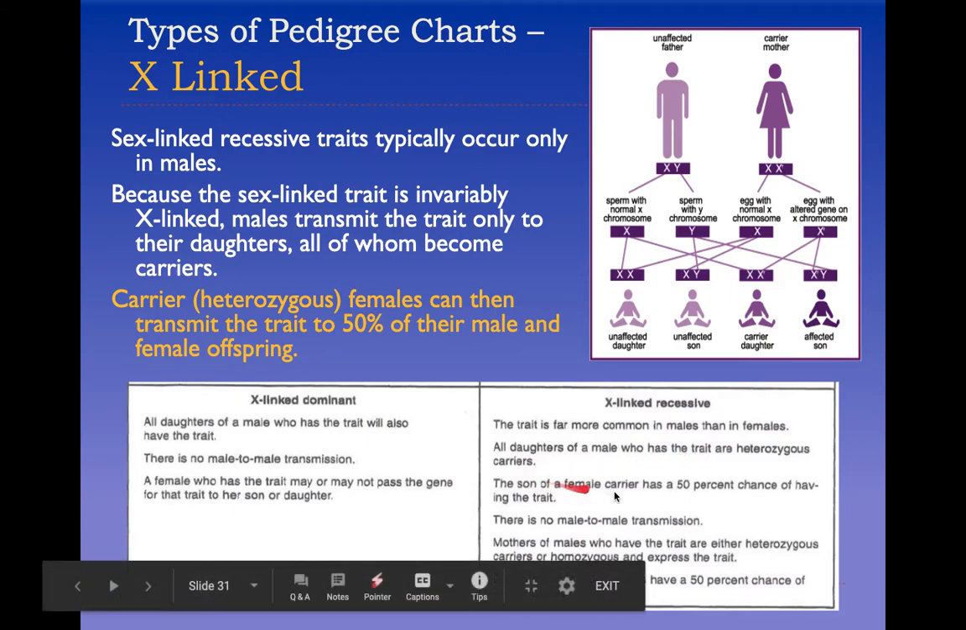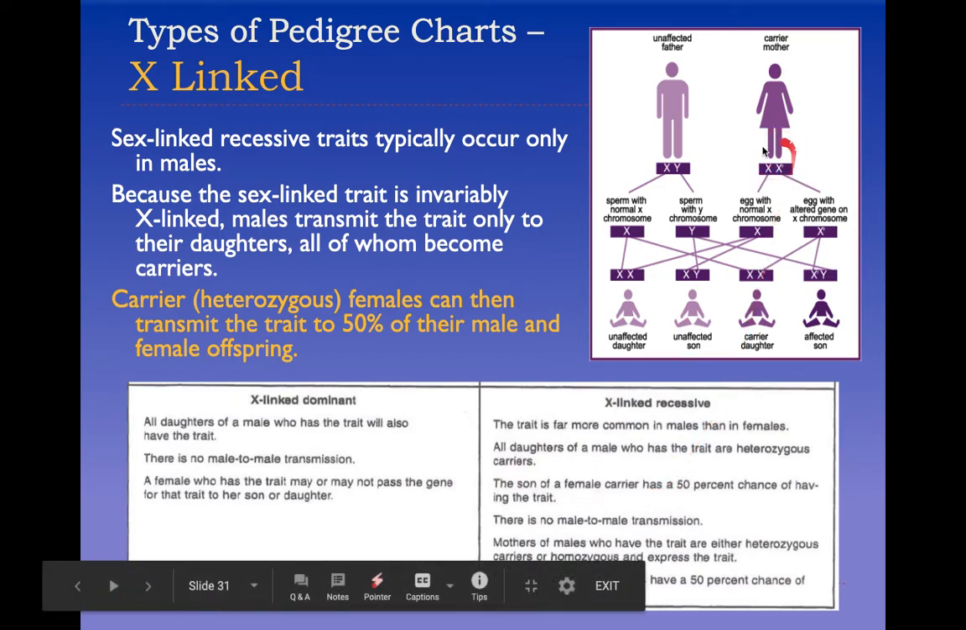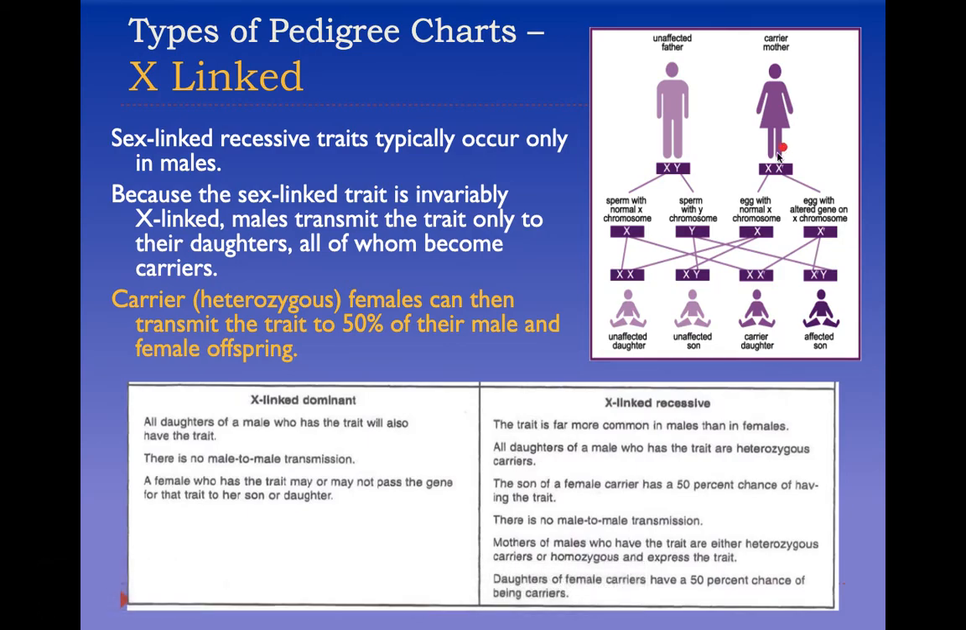The son of a female carrier has a 50% chance of having the trait. If the female is heterozygous, the males will get either one of these X chromosomes, so they have a 50% chance of having the trait. There's no male-to-male transmission because it's X chromosome, and males get their Y chromosome from their dad and their X chromosome from their mother.